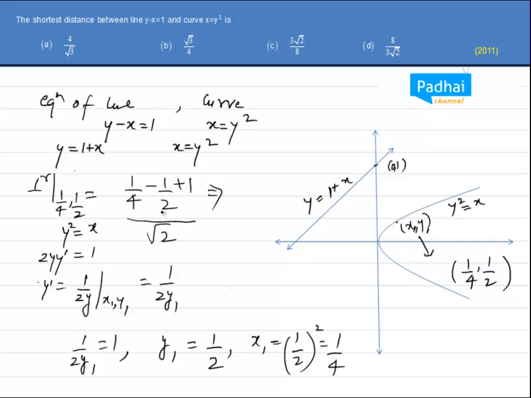So 1 by 4 minus half will be minus 1 by 4, and 1 minus 1 by 4 is 3 by 4. So it will be 3 by 4, and this is root 2, so it is 3 by 4 root 2. Okay, so this is my answer, but there is nothing given here in the form of 4 root 2. So if I multiply the numerator and denominator by root 2, then I'll get 3 root 2 upon 8. So my answer is C, and the concept is here.